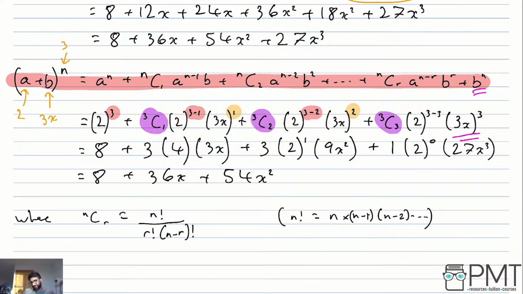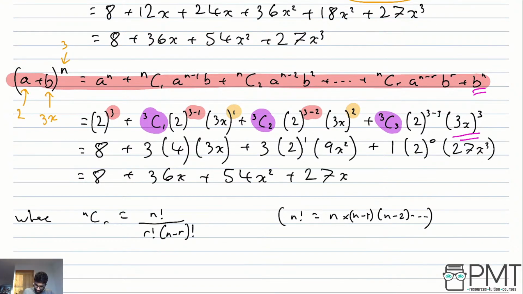Because we have got 6 times 9, that works. That's great. 27x cubed.